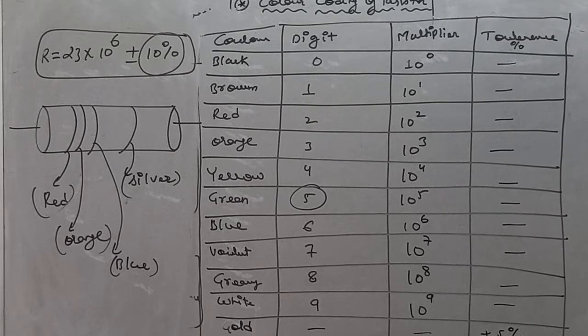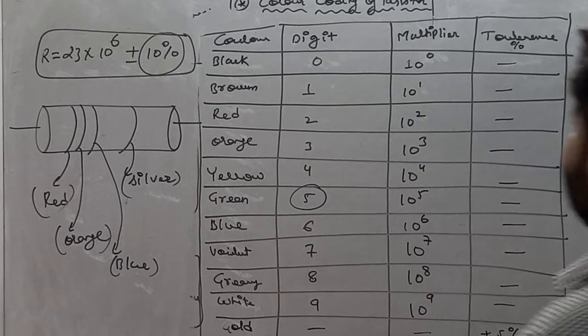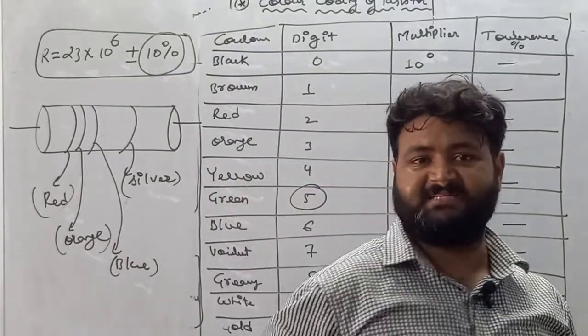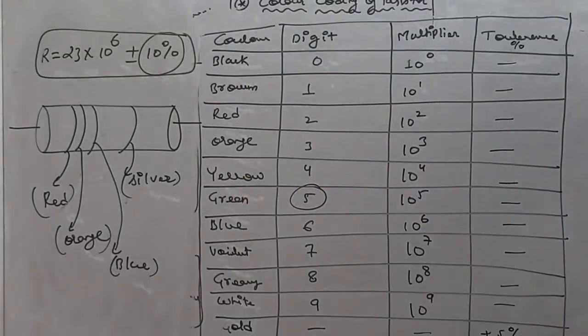Remember, this is the table which you have to learn to solve these types of questions. So I hope you all understand how to find the value of resistance of the resistor through color coding. Now moving forward, my dear student, write down a question.